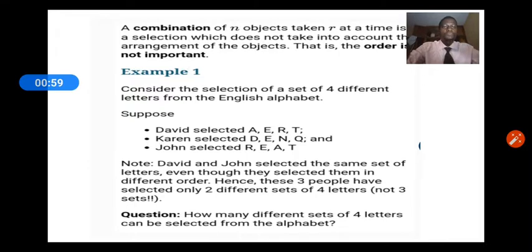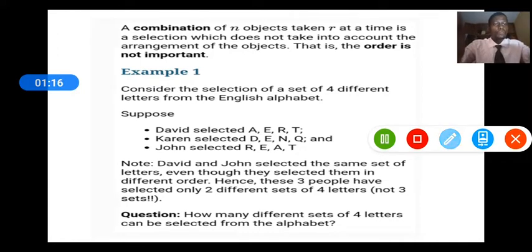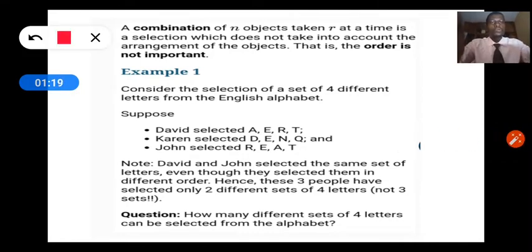Combination. A combination of n objects taken r at a time is a selection, which does not take into account the arrangement of objects. Now I want you to take note of a particular keyword. In permutation, we talk about arrangements, but in combination, we make use of the terms selection and choose. We select and choose.